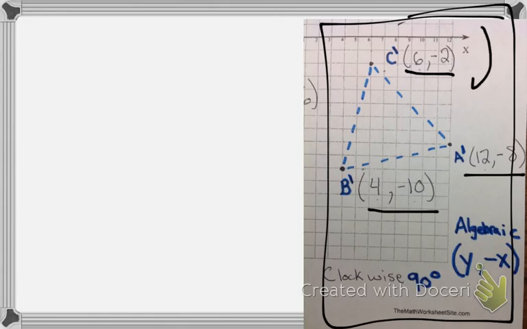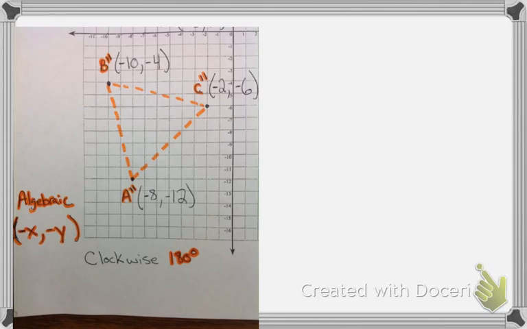Rotated clockwise, which is that way, 90 degrees. You can see at the bottom. Make sure you write all this stuff down, including the algebraic part. Alright, so then we've got rotated 180 degrees. So my original started in the top quadrant right here.